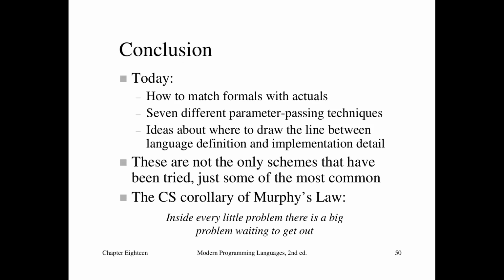But in reality, today we've learned about how matching of formal and actual parameters occurs or can occur inside different languages. Being aware of that whenever you shift to a new language is always a key thing. We looked at 7 different types of parameter passing techniques. They're not the only possibilities, but they are the most common. And we came up with some ideas about how to draw the line between language definition and implementation detail. As I said before, these are not the only schemes that have been tried. They're just the most common.